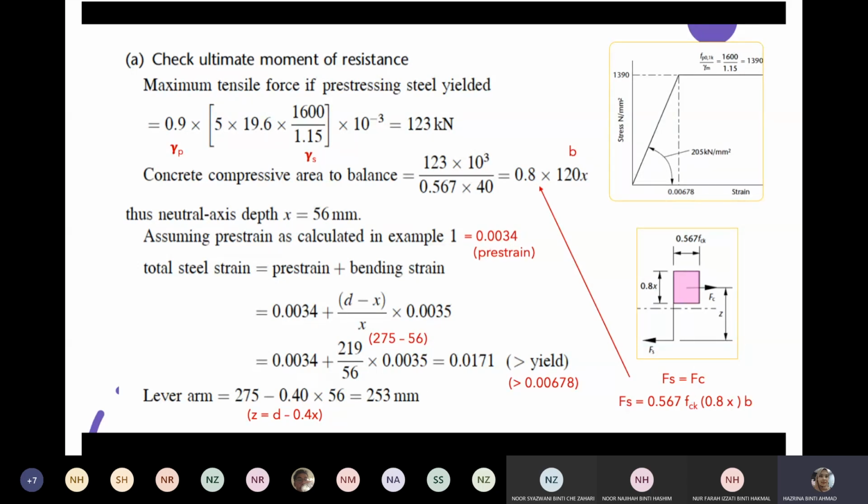With the concrete compressive area to balance, which uses the equation of 0.567 FCK times 0.8x times B.